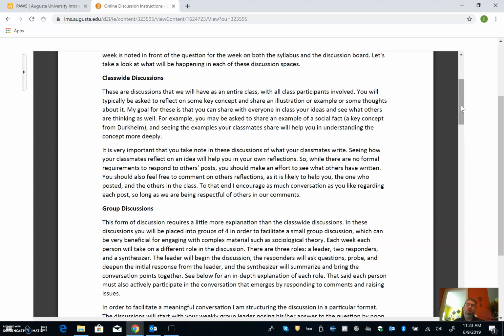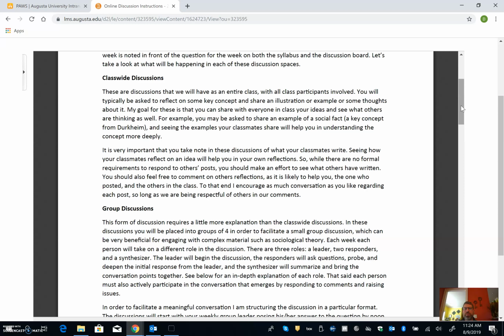These are discussions where all class participants will be involved. So everyone in the class is going to be on the same discussion board talking about the question together. You will typically be asked to reflect on some key concept and then share some illustration of that. I sometimes give you an example of something and ask you to talk about it in the context of the particular theorist that we're talking about. My goal here is for you to share some information, some insight, some understanding with the entire class, and for you to then be able to see what others are saying about a particular issue.